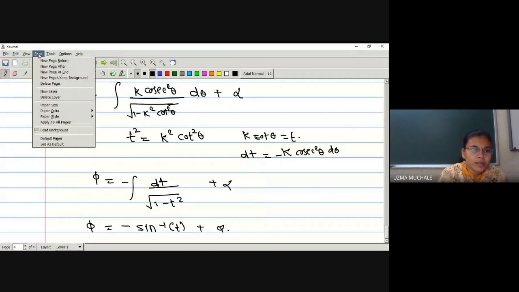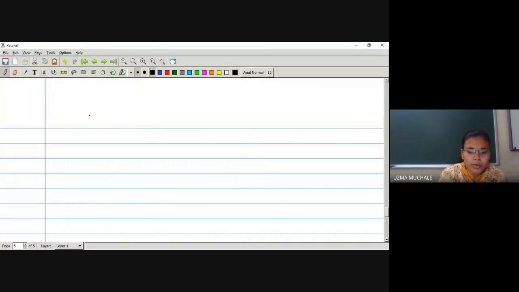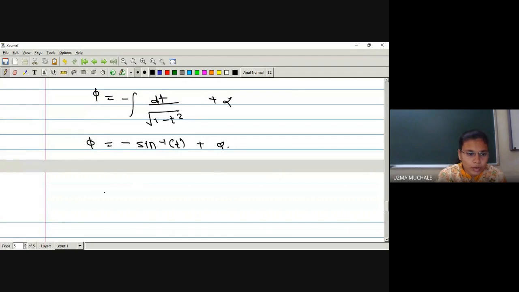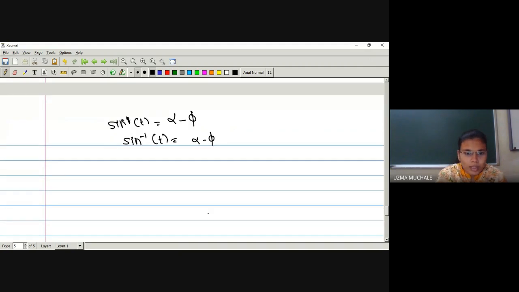We'll do some simplification. Up to now it is clear. So what we will do now, we will find out what sin inverse of t will be. If I take this minus sign here, it will be nothing but alpha minus phi. So I can write sin inverse of t is equal to alpha minus phi. Now I can write the value of t as sine of alpha minus phi.